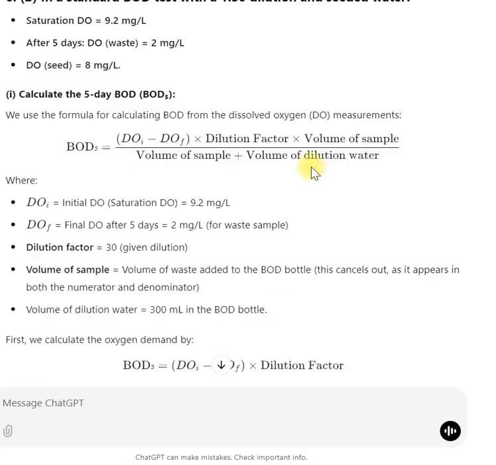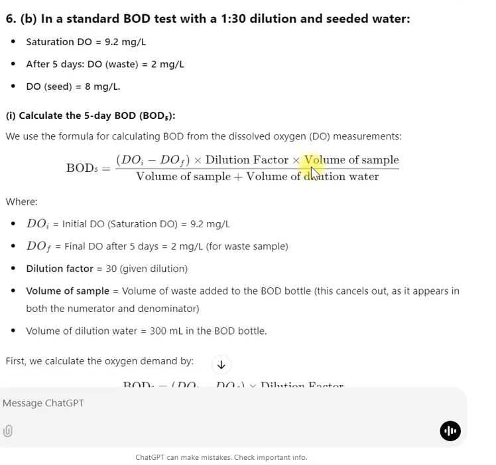Pattern 6. In a standard BOD test with a 1:30 dilution and seeded water, saturation DO equals 9.2 milligrams per liter. After 5 days, DO waste equals 2 milligrams per liter, DO seed equals 8 milligrams per liter. Calculate the 5-day BOD.